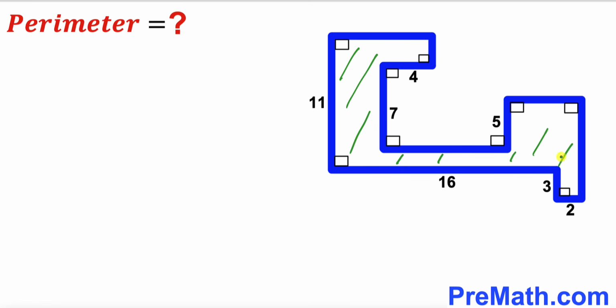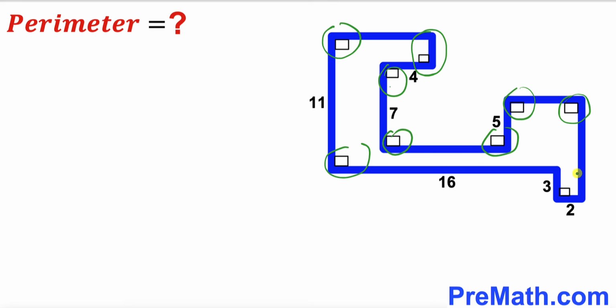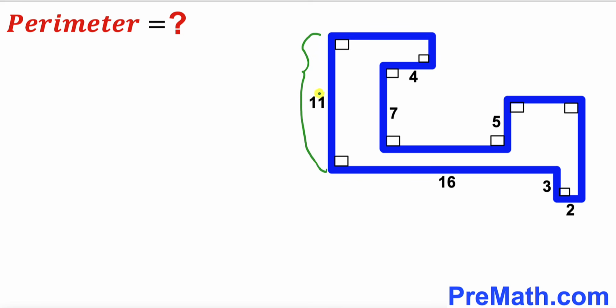In this video, we have got this 12-sided polygon, as you can see in this given diagram, such that all of its interior angles are 90 degrees each. And moreover, this vertical segment length is 11 units. This vertical segment length is 7 units. This vertical segment length is 5 units. And finally, this vertical segment length is 3 units.